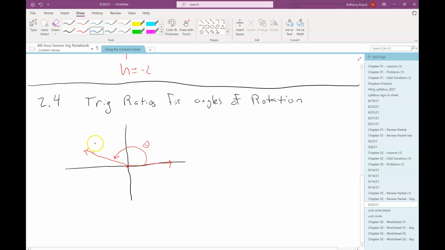The way we're going to do that is we start with some angle of rotation. I'm going to pick some point on that angle of rotation. That point has some coordinate (x, y). I'm going to drop a perpendicular back down to the x-axis, and call that point M, and then O for the origin. So what have I just made? A right triangle, right? This triangle PMO is called a reference triangle.